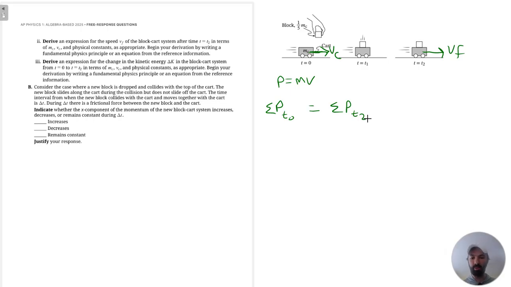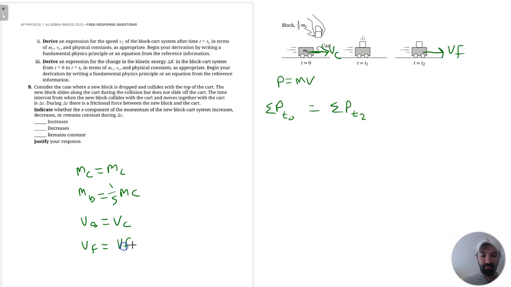So we're going to add up all the momentum in the beginning and all the momentum in the end. In order to do that, we need to remember some of our constants. The mass of the cart is mc. The mass of the block is 1/5 mc. The velocity of the cart in the beginning is vc. The velocity final of the entire thing is vf. And the velocity of the block at the very beginning is 0. So all we have to do is put in everything.